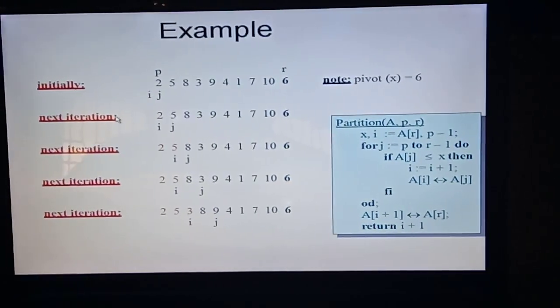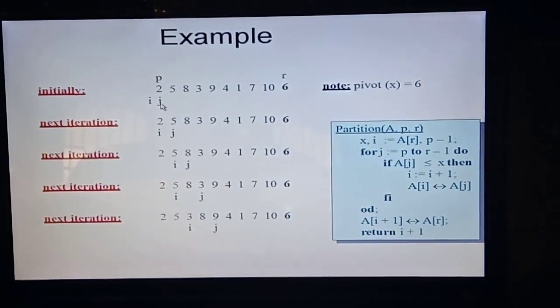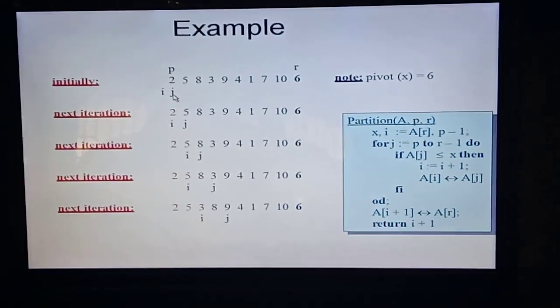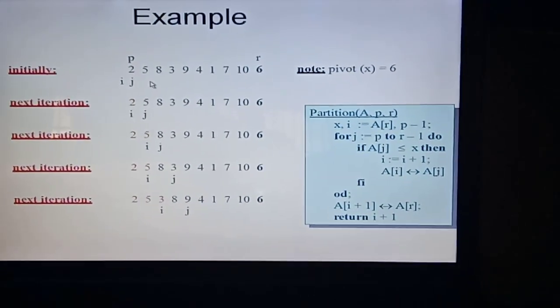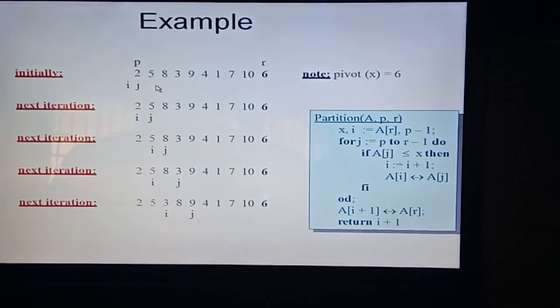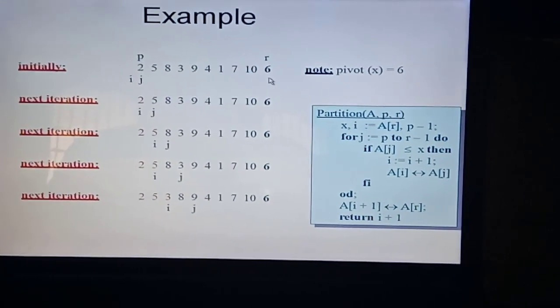I is 0 initially, J is 1. So I comes to 1, the first position. After initialization, I comes to the first position, J goes to 2. But there is no swapping because the element is already smaller than the pivot element.